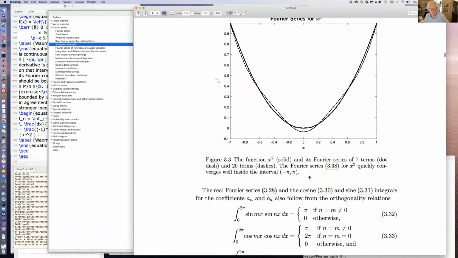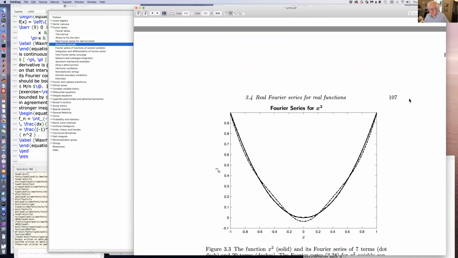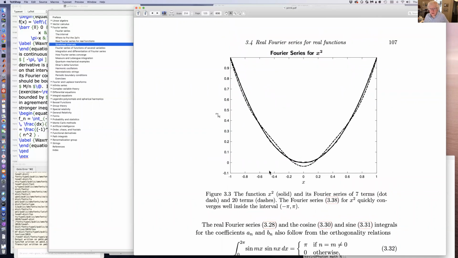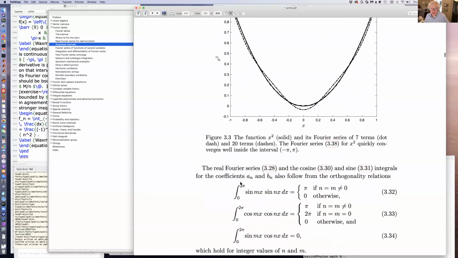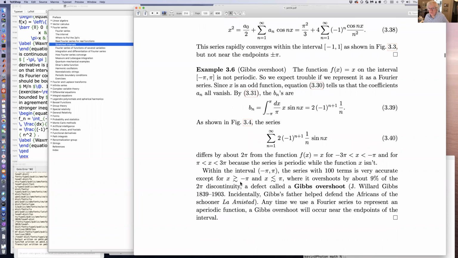Here we're just plotting x from -1 to 1. In that subinterval, it converges, of course, very well. If I plotted from minus pi to pi, there would have been some jagginess at the endpoints. And then, of course, the thing is not periodic. And so the Fourier series would have gone up and then it would have gone down. So it would have repeated this pattern periodically. And that gets us to the Gibbs overshoot.